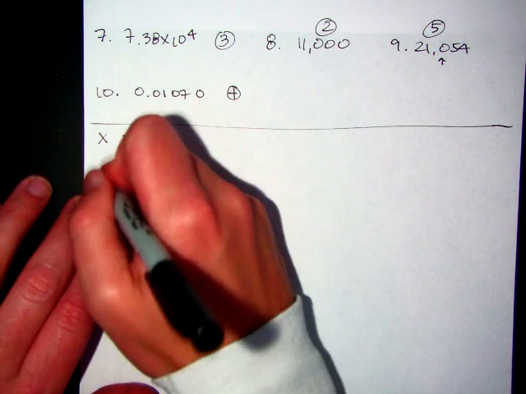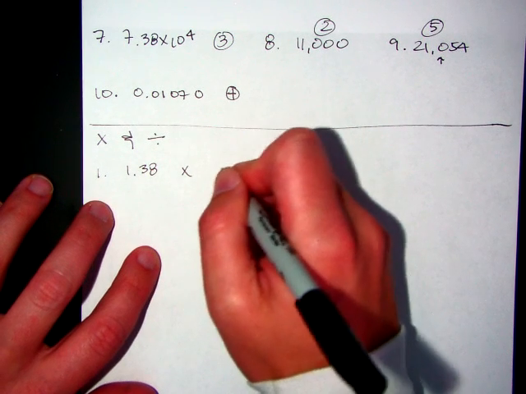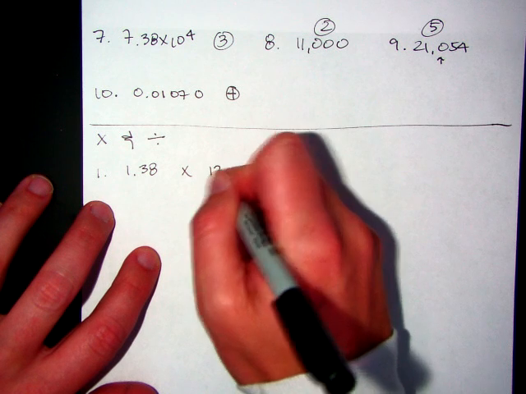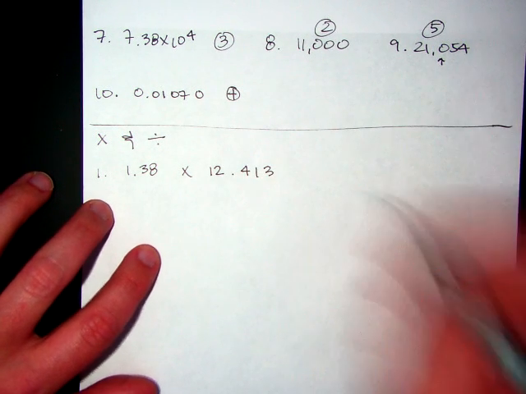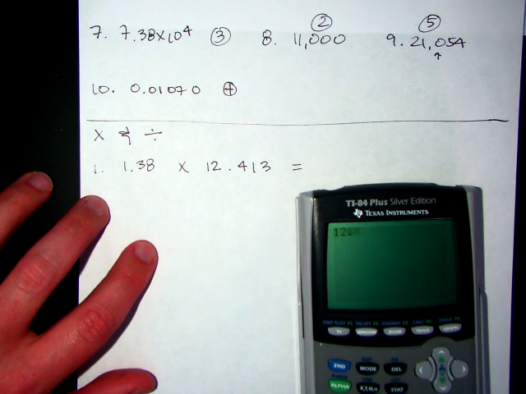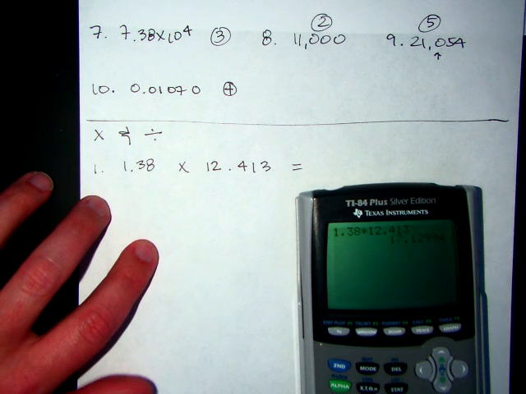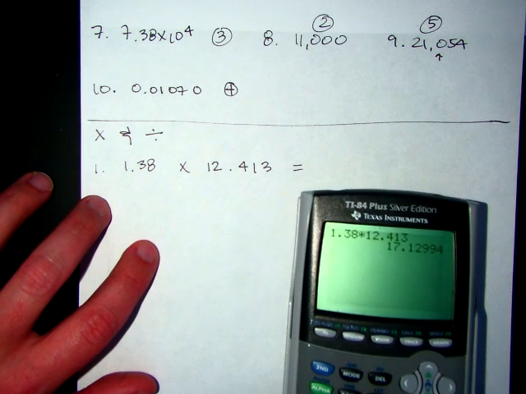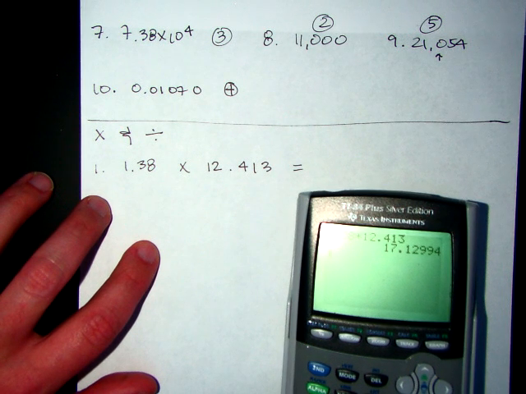If I take, let's say, 1.38 times, I don't know, 12.413. If I plug that into my calculator, which you can see right there, 1.38, that's wrong. 0.38, that's also wrong. Times 12.413. It gives me a number with many, many digits on it. You can count there, let's see, 17, that's 2, 4, 6, 7 different digits that are significant on there.